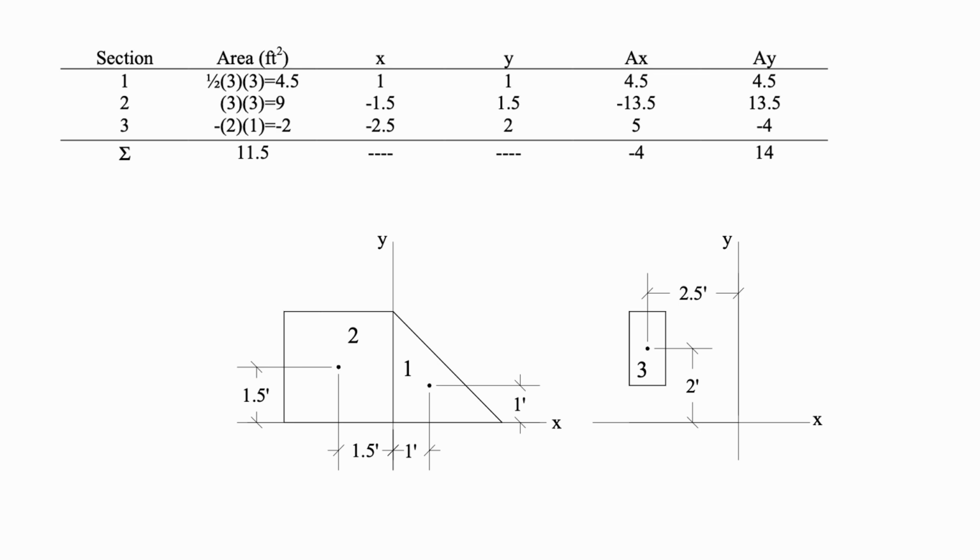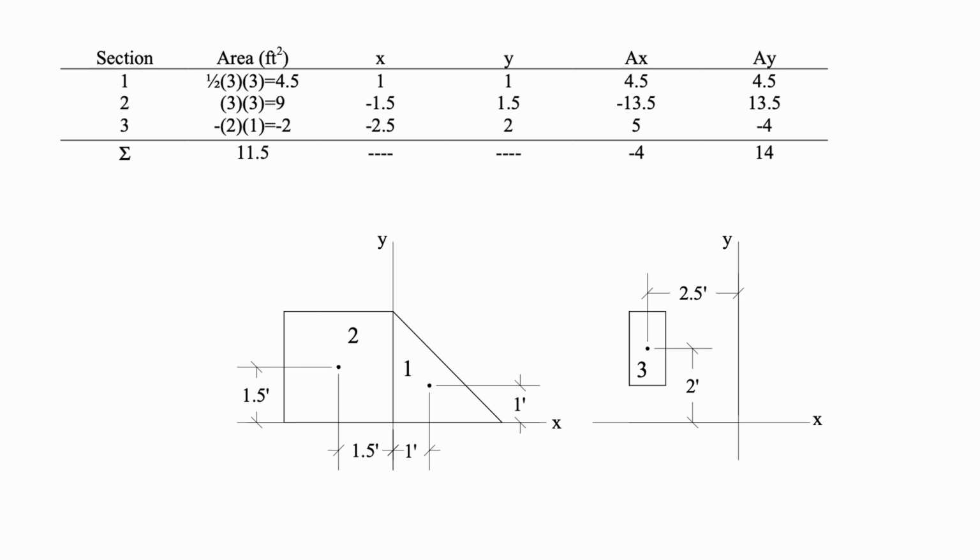The x centroid for the triangle is 1 foot. Then we have the centroid for the square to be minus 1.5, and for the rectangle minus 2.5, as shown in these two figures. For y, we have for the triangle 1 foot, for the square 1.5 feet, and for the rectangle 2 feet. We multiply area times x and area times y, and we obtain 4.5 for both for the first section.